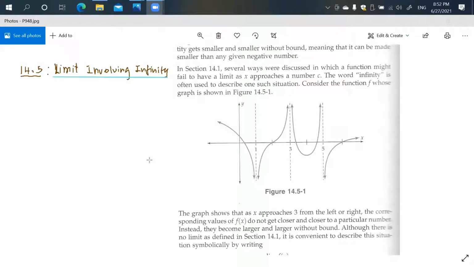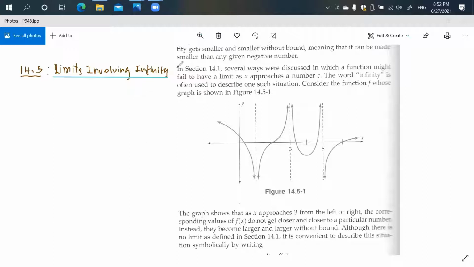Hi everyone. We go to the last lesson of the limits. Limit of functions. This is the last section, which we call limits involving infinities.